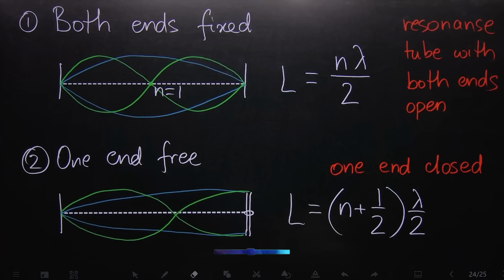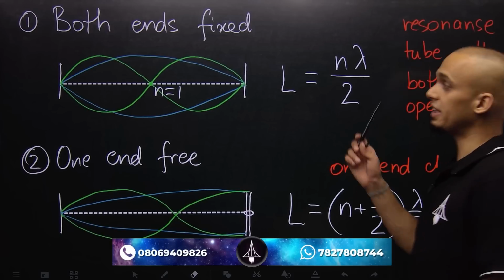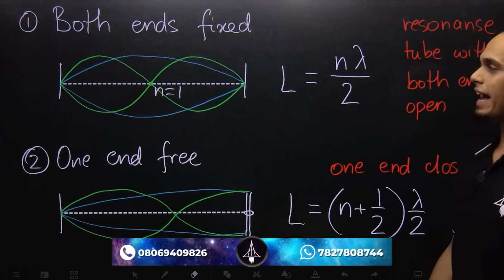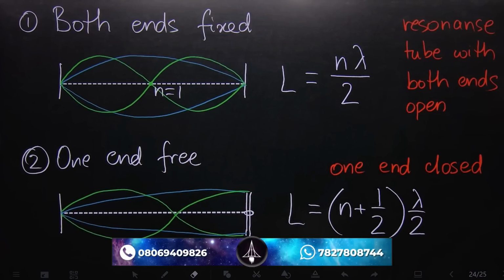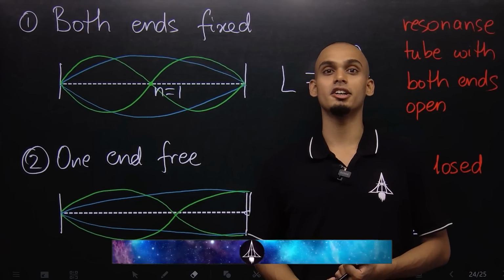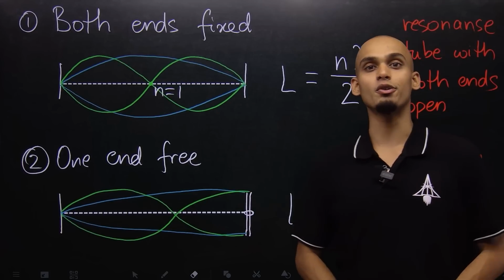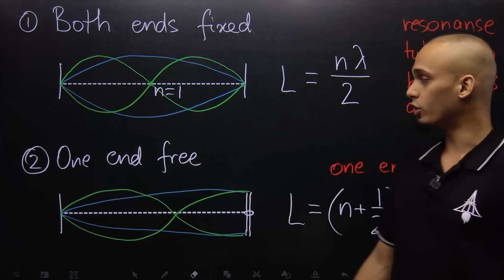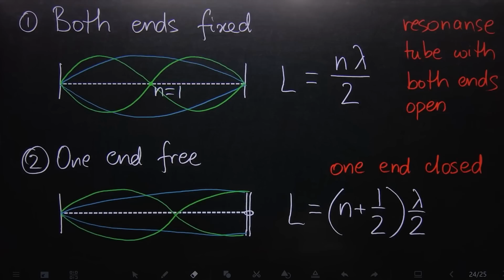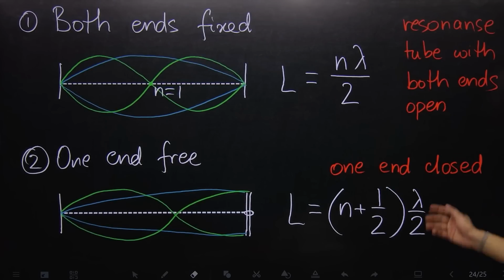And a point to note over here is that the case in which both the ends of string are fixed is the same as that for a resonance tube in which both the ends are open, and vice versa. We get exactly the same expression for the length versus the wavelength of standing waves for a string also and for sound waves also. So you only need to remember these two conditions and you will be able to apply exactly the same concepts for sound waves also in a resonance tube.